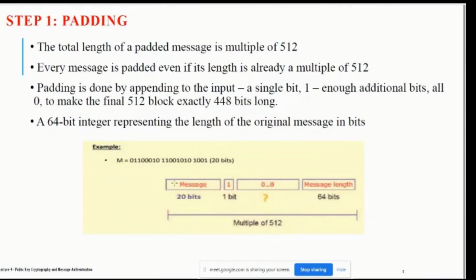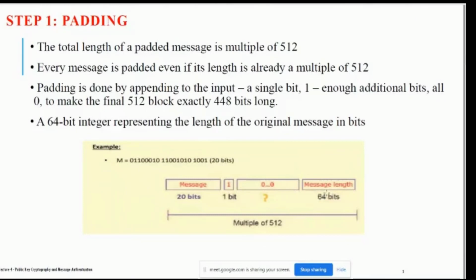So what is padding? I have only 20 bits of data. What I'm going to do is add one bit, just one bit, that is 1. Then I'm going to add zeros continuously. Why am I adding zeros? I want to make it 512, and only then the algorithm accepts it. If it is less than 512, the algorithm is not going to accept it. So I added the one here, then I add the remaining zeros.